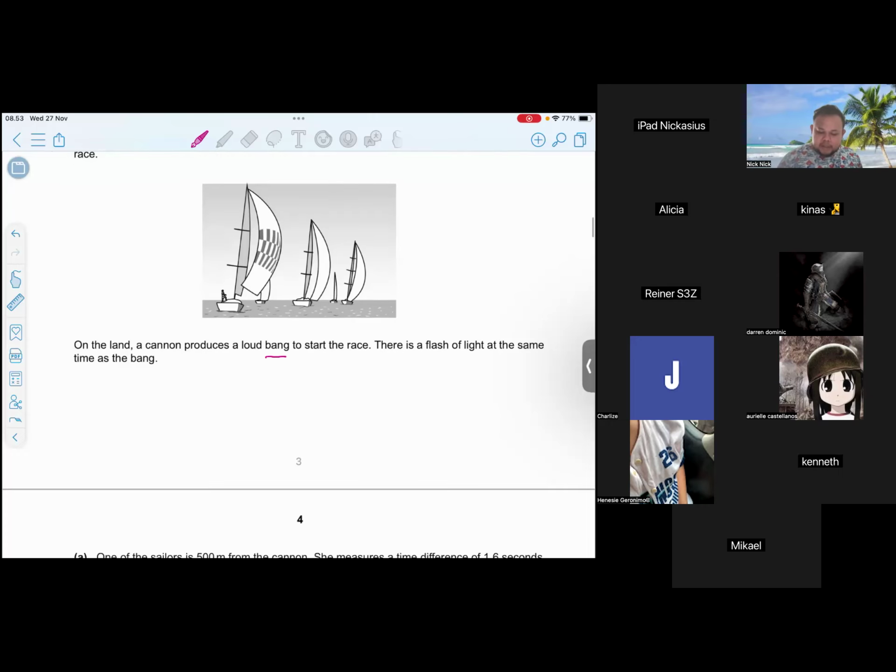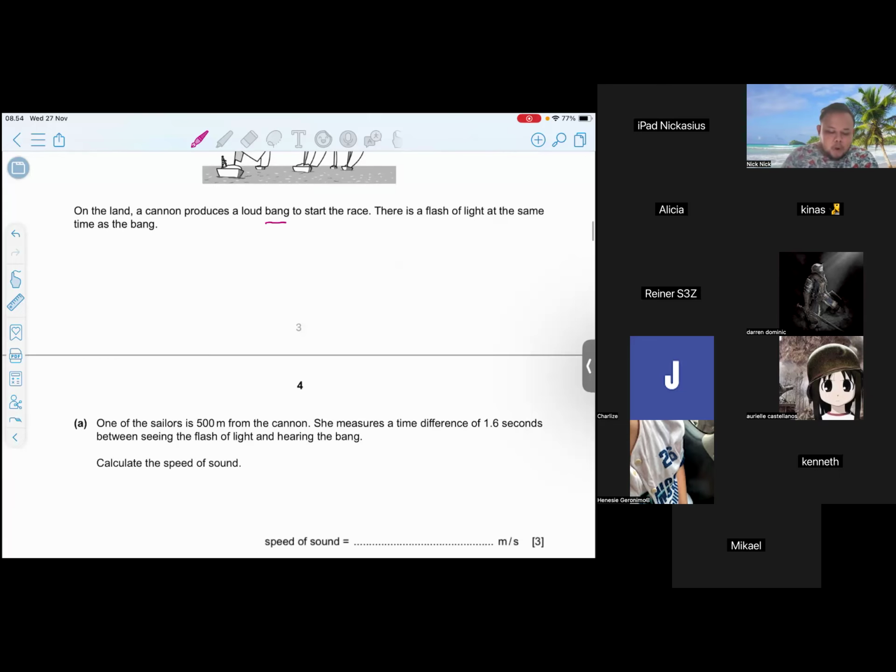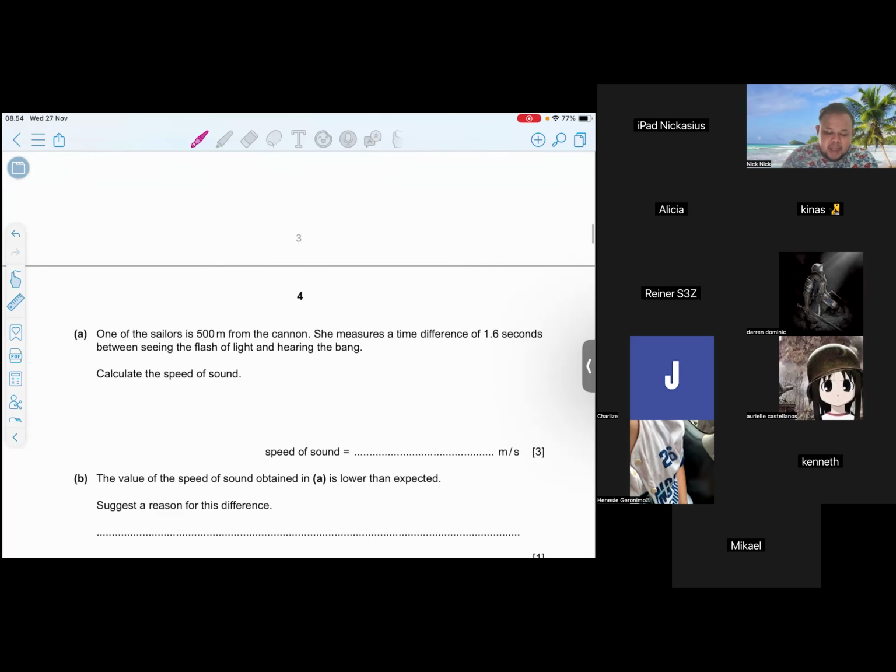To start the race, there is a flash of light at the same time as the bang. One of the sailors is 500 meters from the cannon. She measures a time difference of 1.6 seconds between seeing the flash of light and hearing the bang. Because the flash will be seen first, because the speed of light is faster than the speed of sound, right? So here we can calculate the speed of the sound.